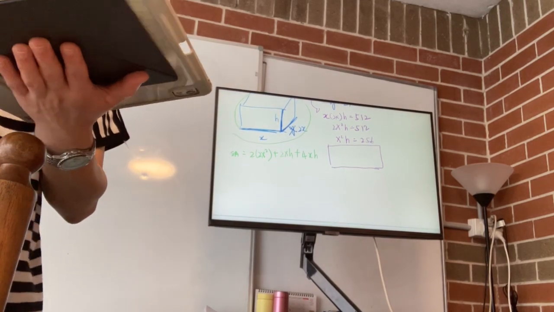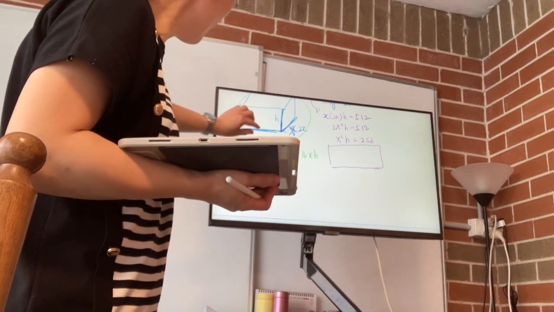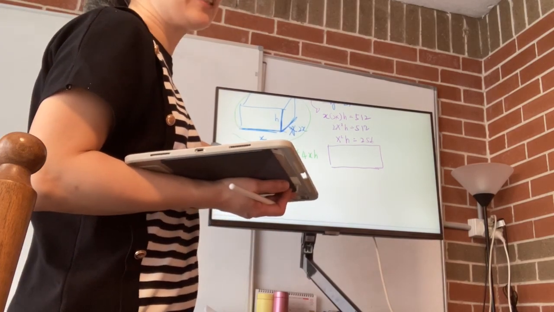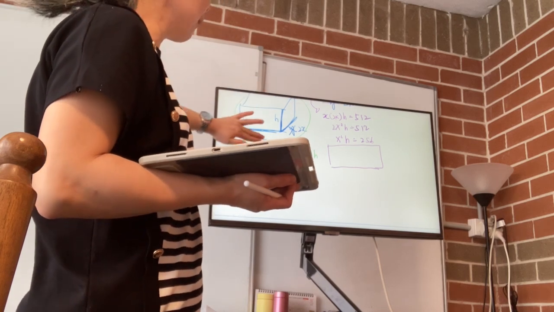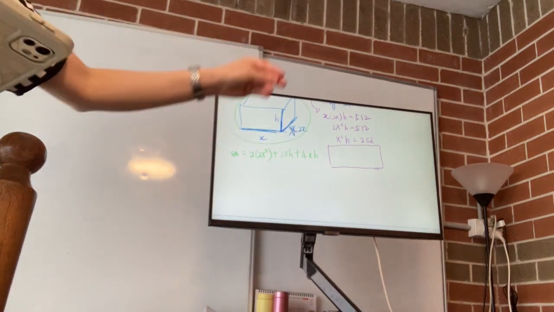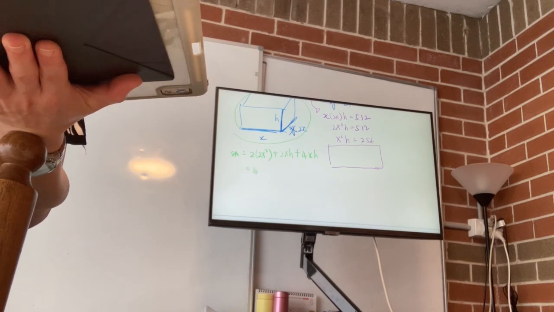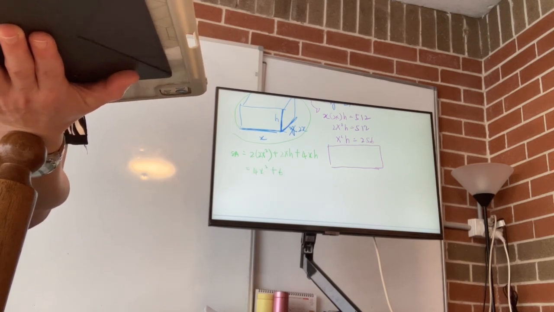We have all 2x squared. Why is it 2x squared? The bottom, x times 2x. Oh, that's why I have 2x squared. And I have 2 of them because top and bottom. Right? So add them, simplify them as much as you can. So I will have it as 4x squared plus 6xh.